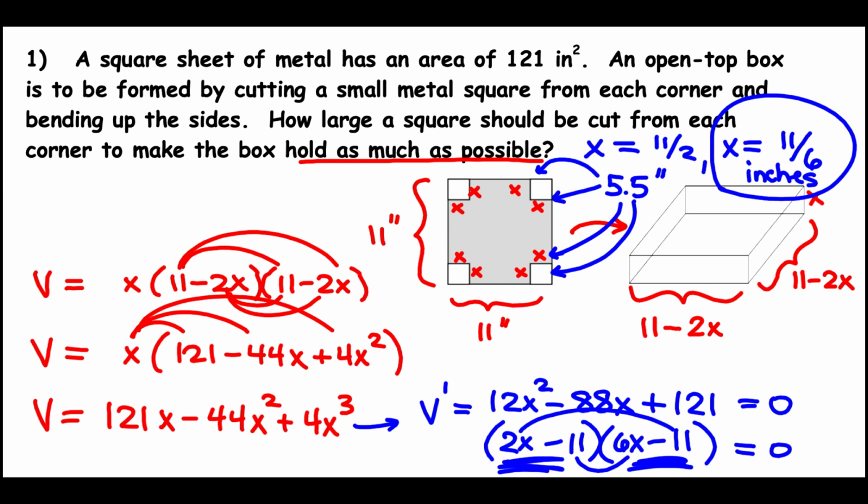So 11 halves showed up because that's a minimum. That minimizes the volume of the box. The volume's 0. 11 sixths will maximize it. What's cool about this is we can graph it. And the poor pre-calc kids, pre-calc did a lot of problems like this.